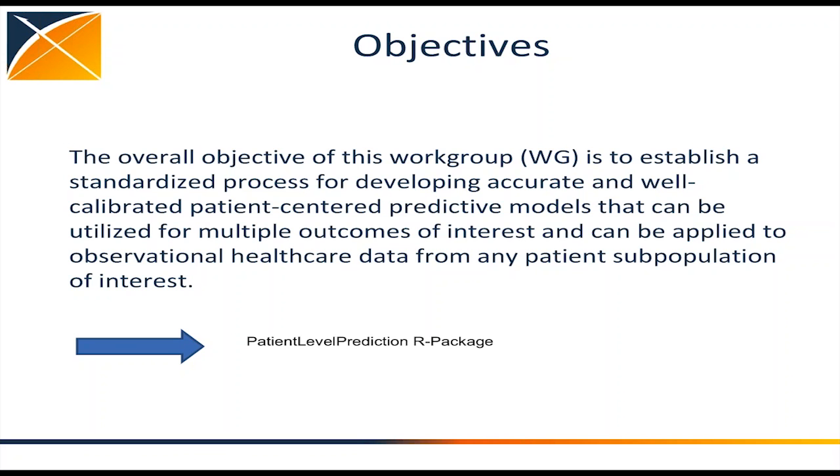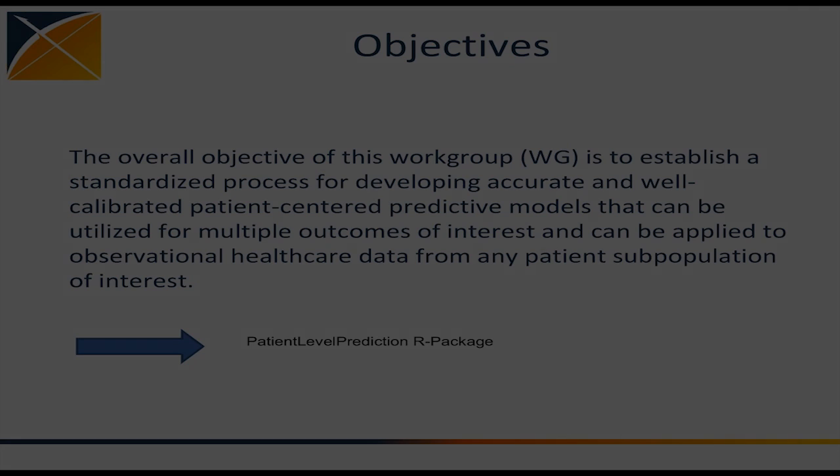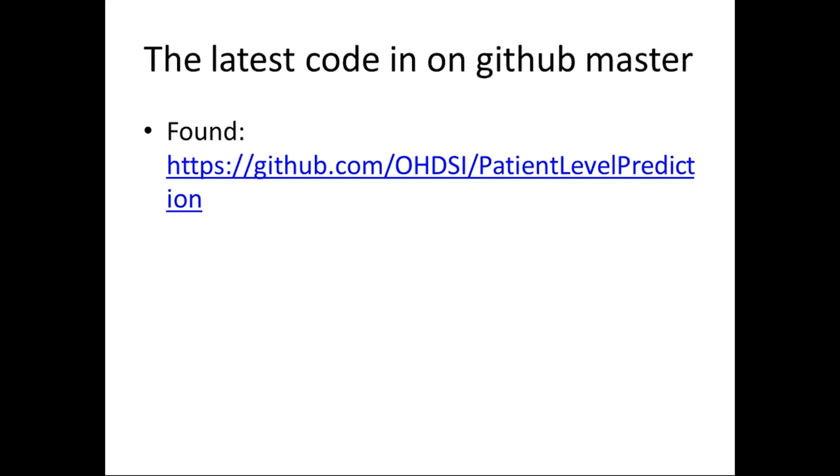Within the workgroup, a second version has been developed of the patient level prediction R package. And Jenna Reps is going to demo this package in this video. So the code is available on GitHub. If you actually want to look at all the different R bits and the sections, you can go to this link. Otherwise, if you just want to look at the document that I'm going to be showing, it tells you all the instructions of how to install it in R.